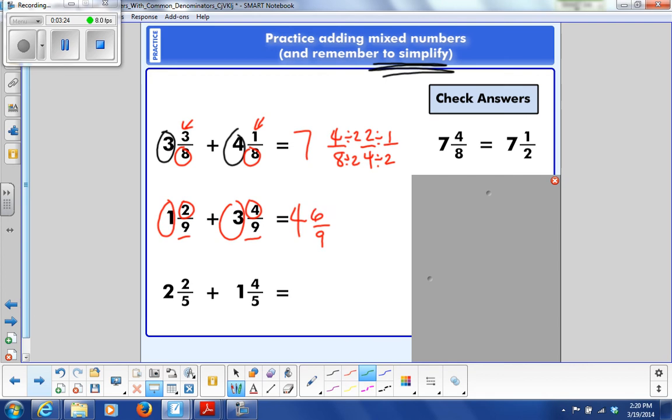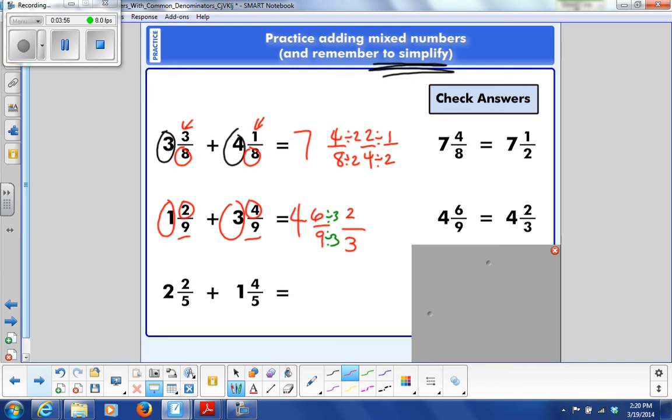Can I simplify that? Think about it for a second. Tell me, like you can tell me at home. But think about that and see what we can divide by. Okay, I can divide by 3. Right? 6 divided by 3 is 2, sorry. And 9 divided by 3 is 3. So 2/3. So I should have 4 and 2/3.